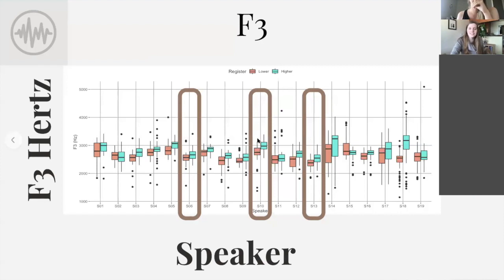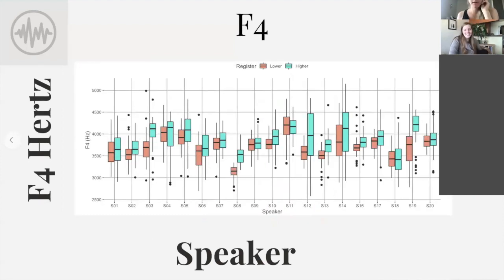Here's F4. Here's speaker number 6. Again, hard to say, but here's speaker number 10. Again, a difference, and then 13, actually a pretty big difference. But even her feminized register is not necessarily higher than other people's. Yeah, but I think there's still a big difference in how I perceive the voices.